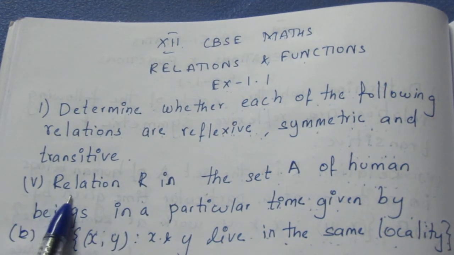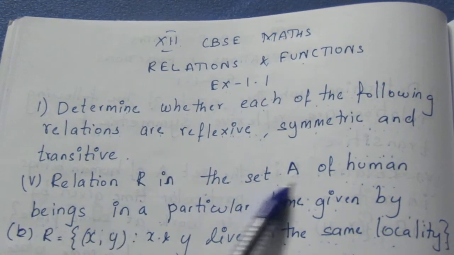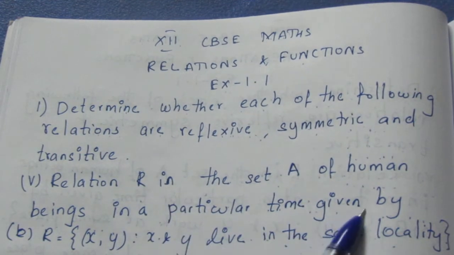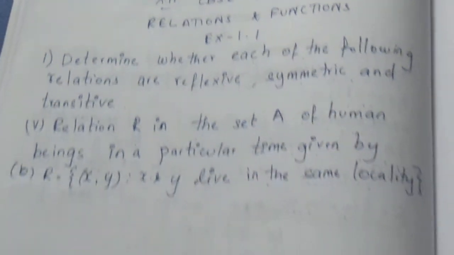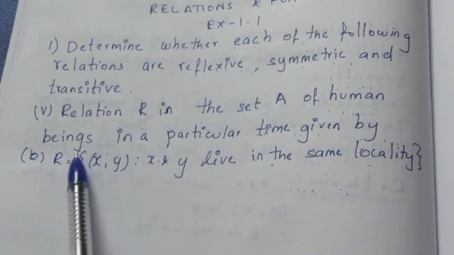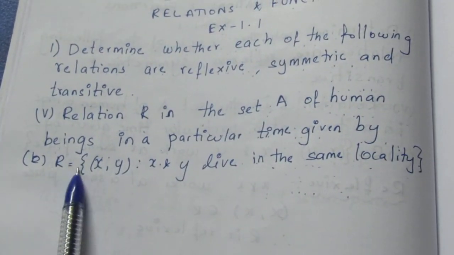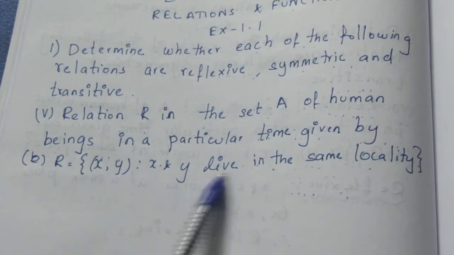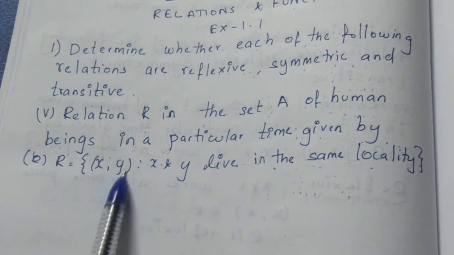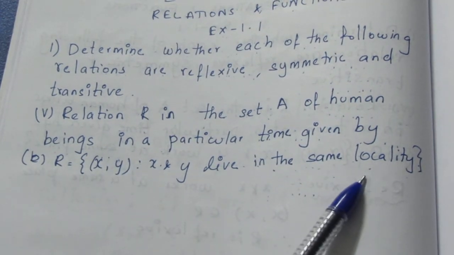Here in the fifth subdivision they have given the relation R in the set A of human beings at a particular time, given by... So here the set A is nothing but human beings at a particular time in the same place. Now R is the relation given by (x, y), where x and y live in the same locality. So they both live in the same place.